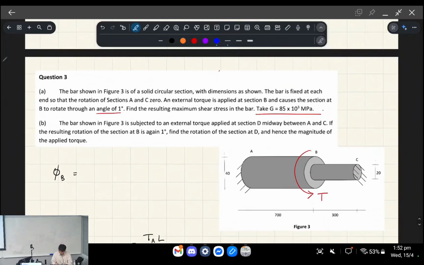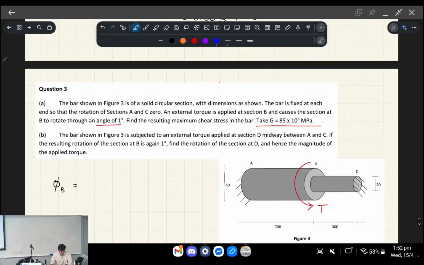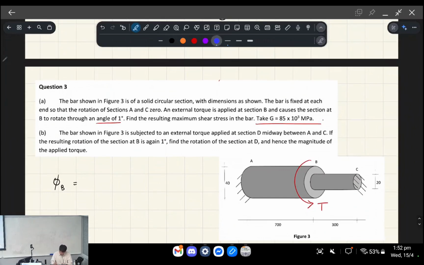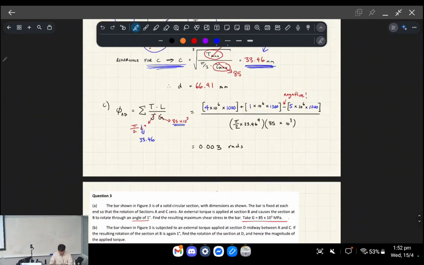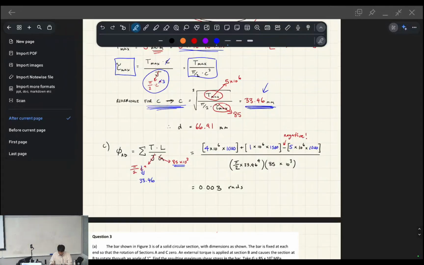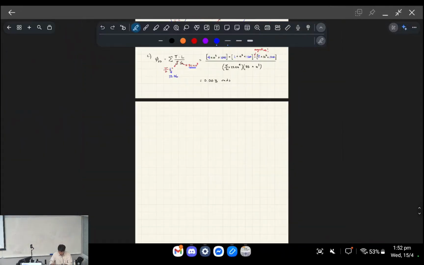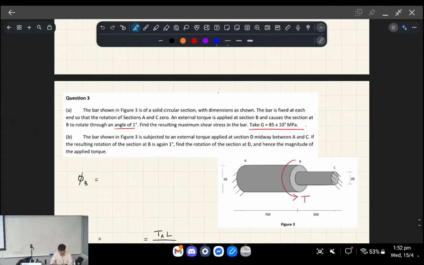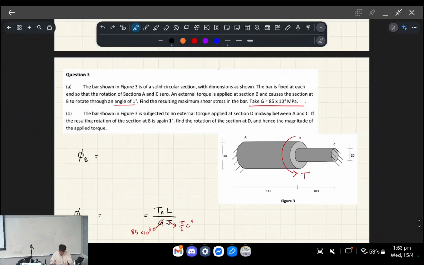I'll tell you about part A, and then when we get to part B, I'll tell you why it's a bit funny. So we basically have a fixed end, which in this topic, having a statically indeterminate system is actually not that bad. You can work it out relatively easily.